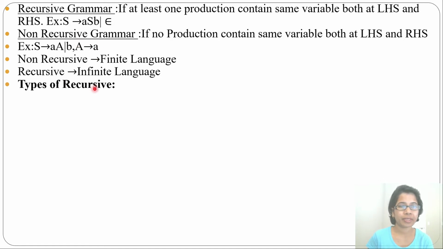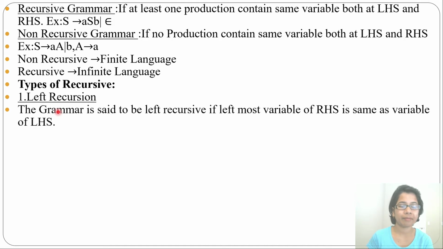Next, types of recursion. There are three types of recursive grammar present. One is left recursive, another is right recursive and another is general recursive. First, left recursion. If the same variable is present at LHS plus the left side of RHS, then this is a left recursion. For example, from A, if you can derive AB, this is left recursive. If the leftmost variable of RHS is the same as the variable of LHS, then it is a left recursion.